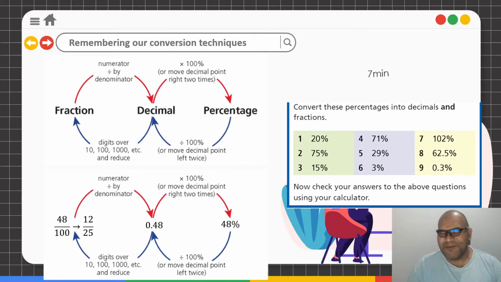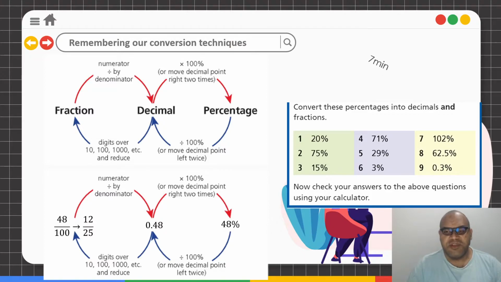Great, guys. I hope you finished all this. Remember how to convert it. Like number 1, 20%. In fraction, 20 over 100. If you simplify, 2 over 10 or 1/5. And remember, guys, in decimal form, 0.2. It's very easy in decimal form because you just divide by 100.